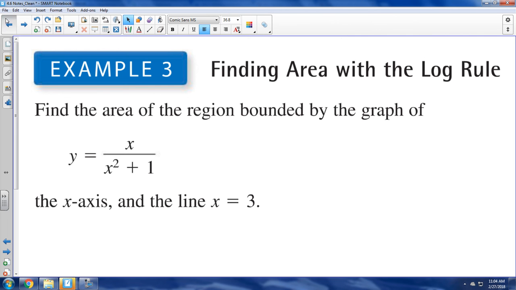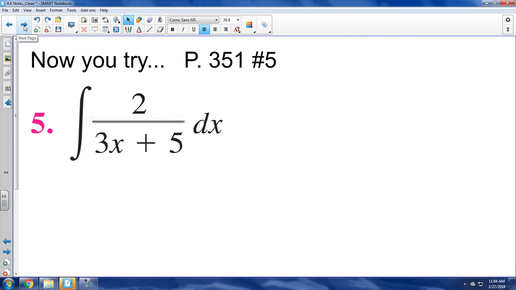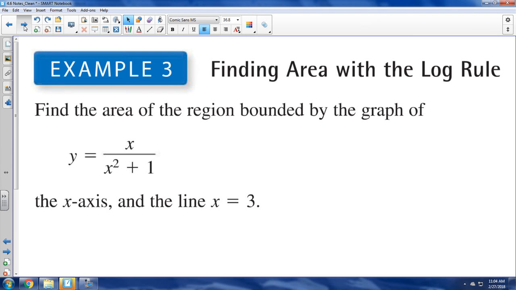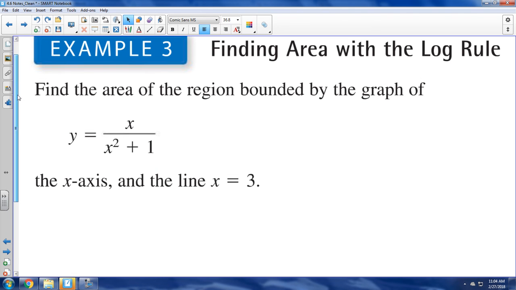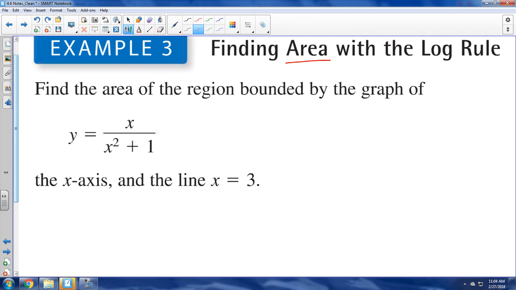Okay, so my hope is that you tried these two problems and you looked them up in the back of the book, and hopefully you got the right answer. We're just going to take it one more step. We're going to try to find the area of a region. The important thing to understand is that the area is the integral. So really what you want to do is integrate this region.